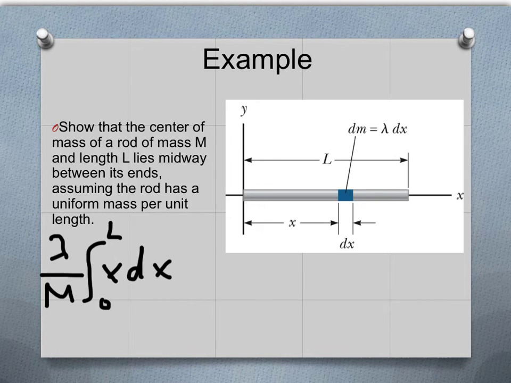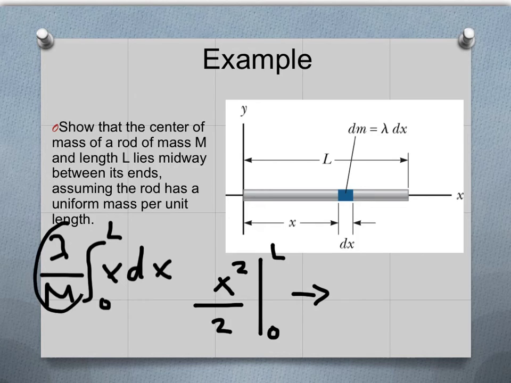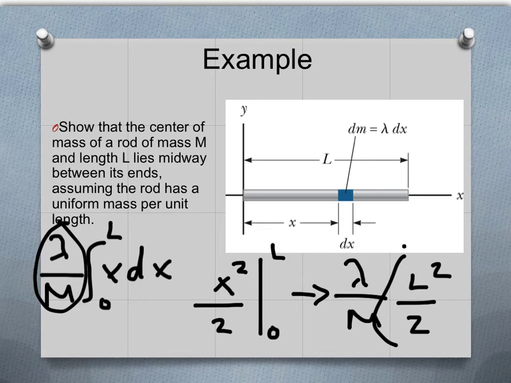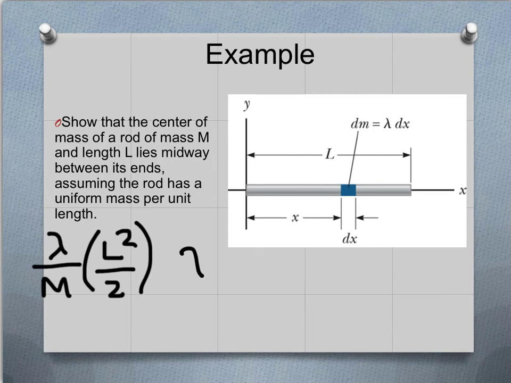If I integrate for x, that should give me x squared over 2. And again, those were my bounds from 0 to L. Ultimately my x then becomes L, so let's simplify this down. I have my lambda over my total mass, so lambda over m, and that's also going to be multiplied by L squared over 2. So this would look like lambda L squared over 2m.